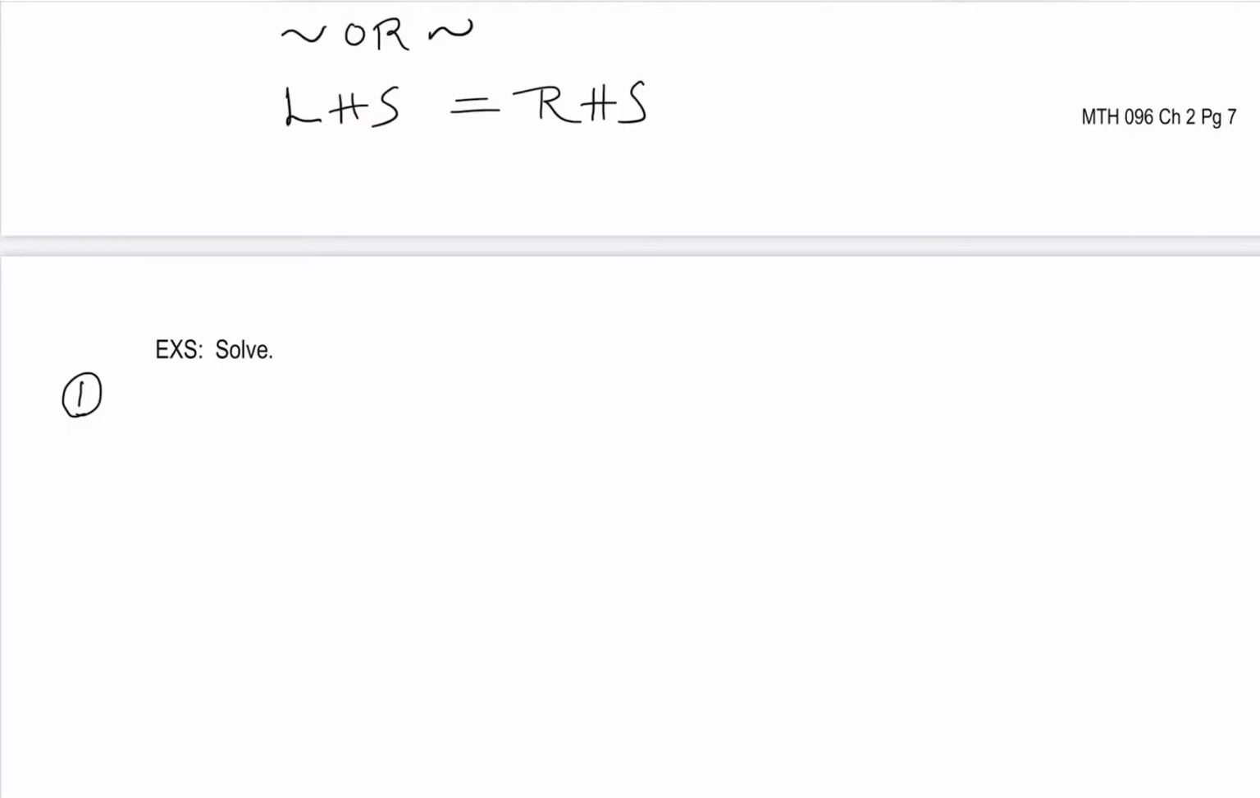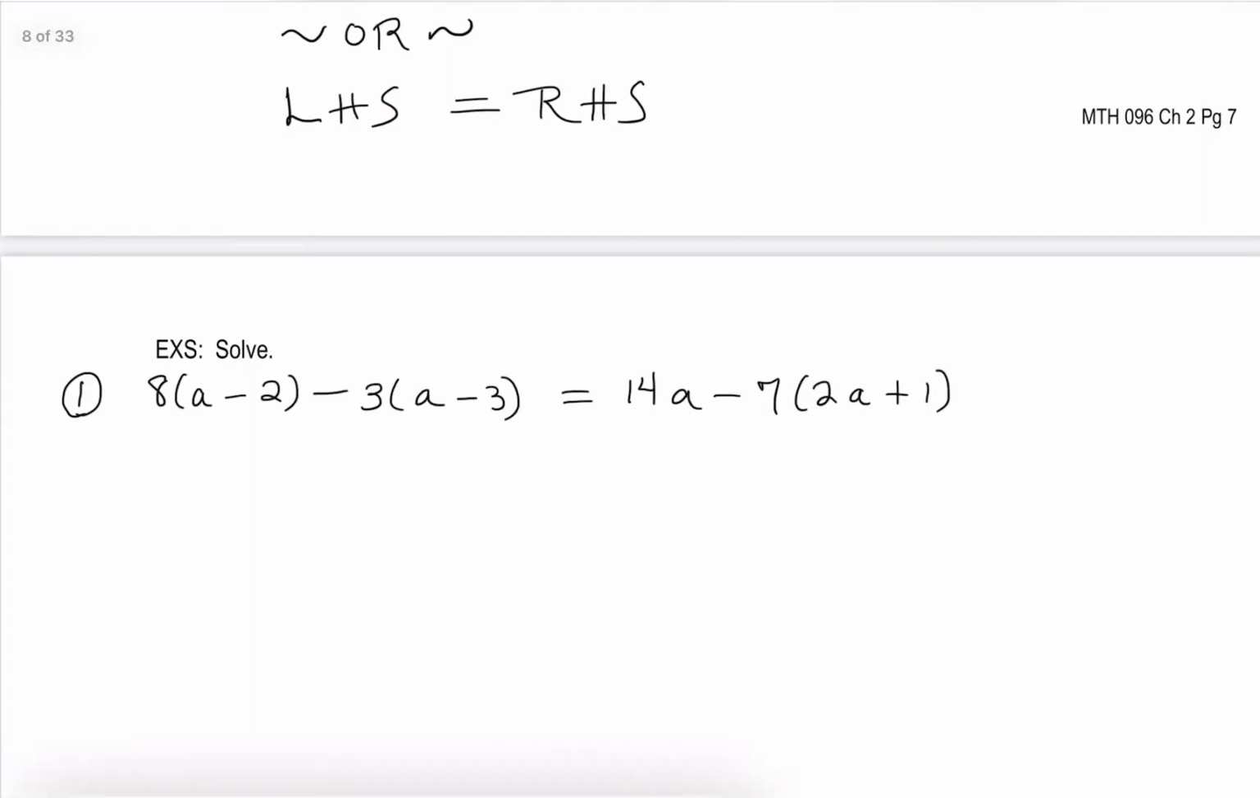So let's start with an equation that's like ones we've been looking at. 8 quantity a minus 2 minus 3 quantity a minus 3 equals 14a minus 7 times the quantity of 2a plus 1. Alright, so let's start by simplifying each side. On the left I'm going to have some distributing of an 8, and then in the second set of parentheses distributing through a minus 3. On the right-hand side, some distributing here of a minus 7.